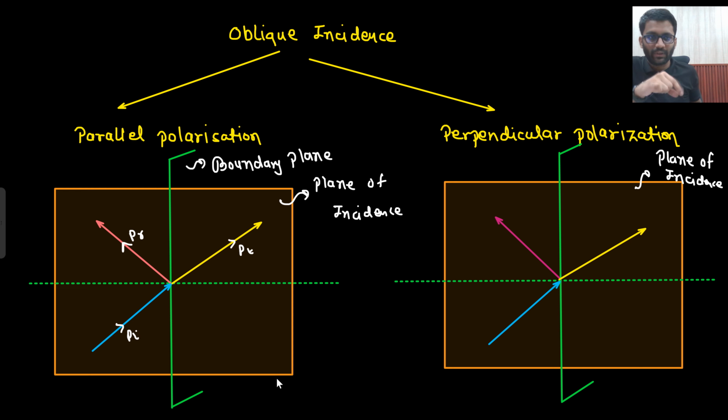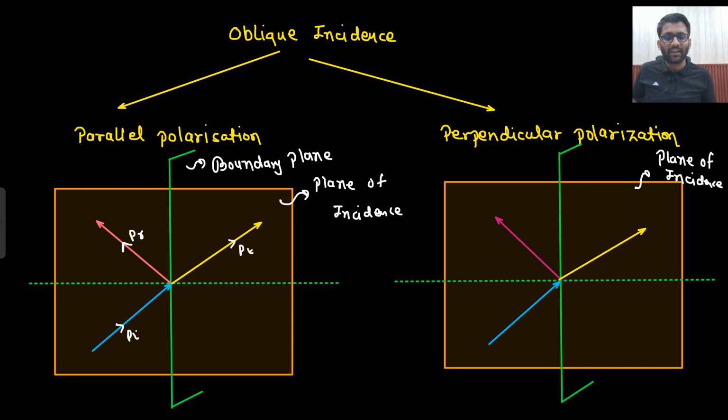So in parallel polarization, listen to me very carefully. In parallel polarization, electric field is tangential or parallel to plane of incidence. Now this is my wave of propagation, right? My wave is propagating in this direction.